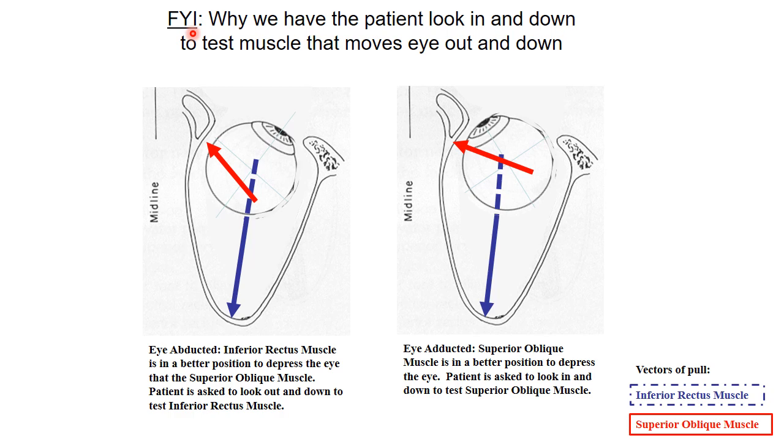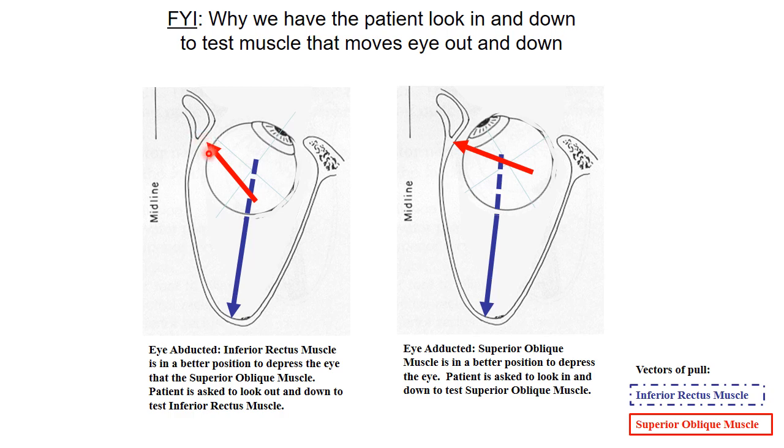Why do we ask a patient to look in and down to test a muscle that moves the eyeball out and down? Well, these are the vectors of pull for the inferior rectus and superior oblique muscles. These are the two depressors of the eyeball. Inferior rectus, this is a dashed line right here. This is the vector of pull for the inferior rectus. The line is dashed because, of course, the muscle is under the eyeball at this point. And this is the vector of pull of the superior oblique. It's pulling towards the trochlea, which would be right about here.